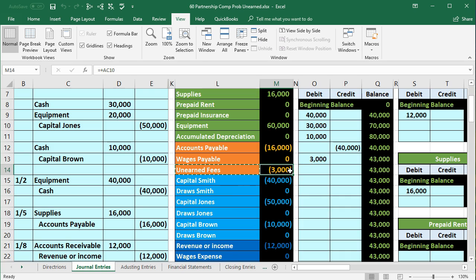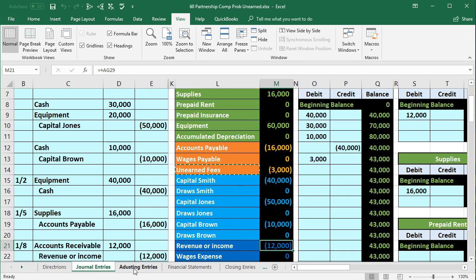What are we going to do with this unearned fees? We're never going to give money back. We're going to do the work, and then we're going to have to figure out that we did the work and record it, reduce the unearned fees, and record the revenue at the point in time work is done in accordance with the revenue recognition principle. We're going to do that with the adjusting process.